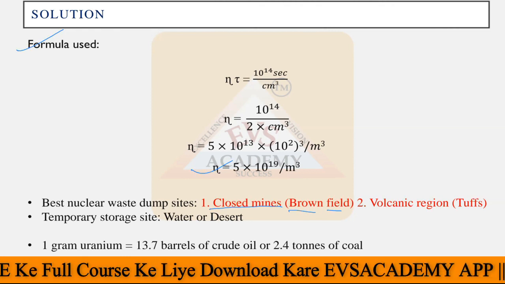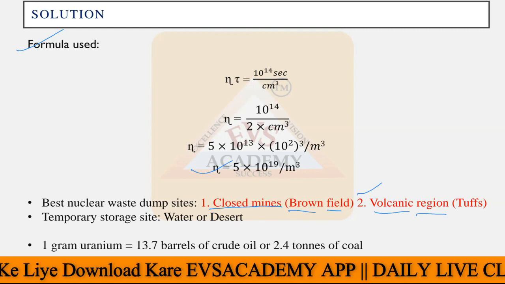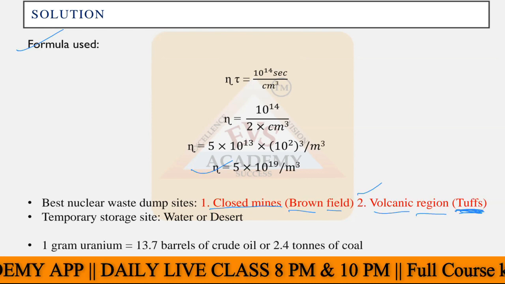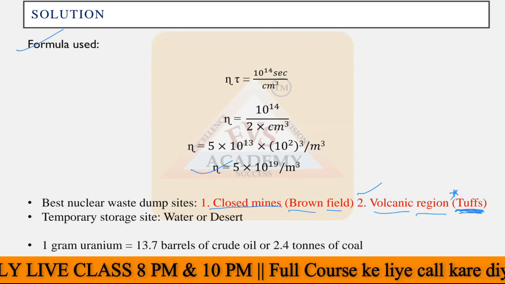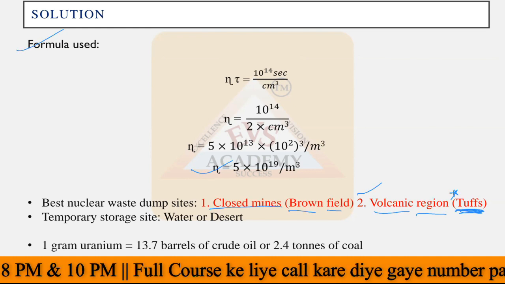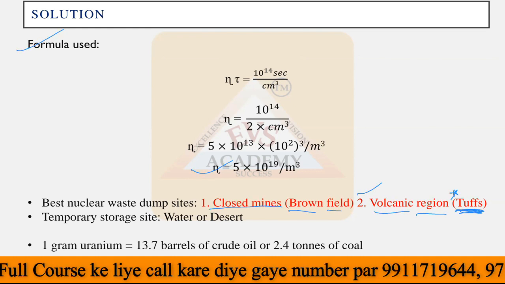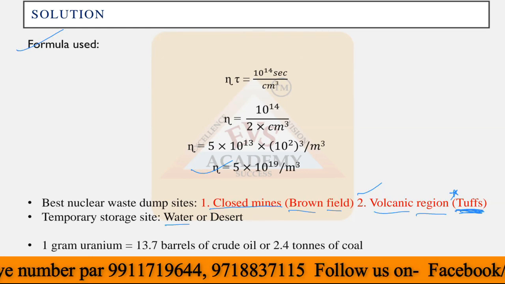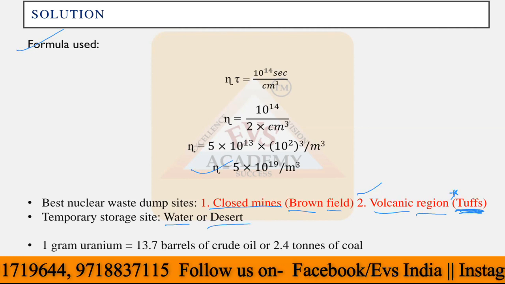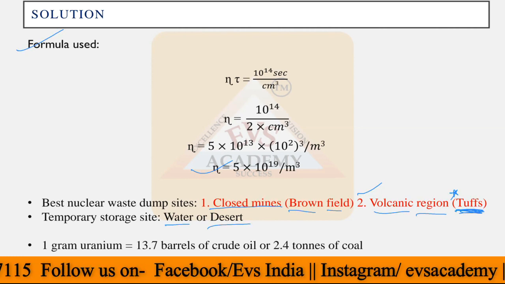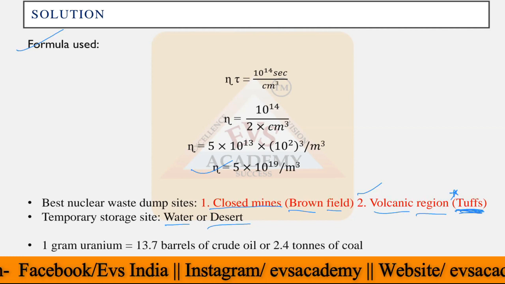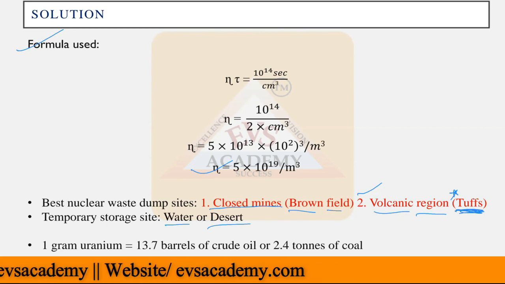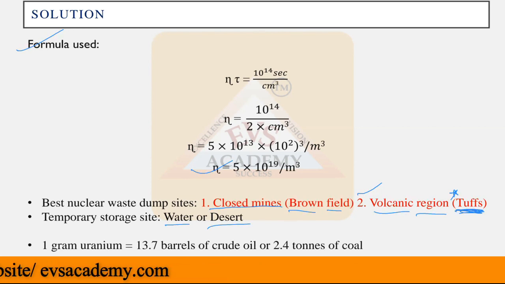If the brown field is not available, we can also dump it in the volcanic region, which is also called the tuff region. The tuffs are a very good absorber of radioactive radiation. Then for temporary storage, if time is required for taking it to the volcanic region or brown field, you can temporarily store it in water, maybe in the ocean or in a desert site. But that is temporary, because in the desert site or ocean, this can leak as well, and water and desert would be polluted. So the best options are the closed mines and volcanic region only.